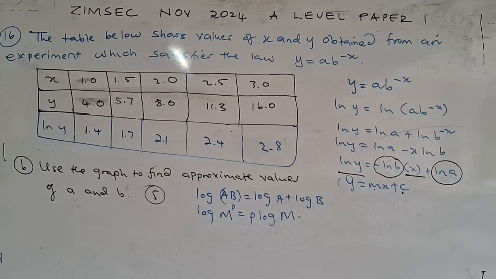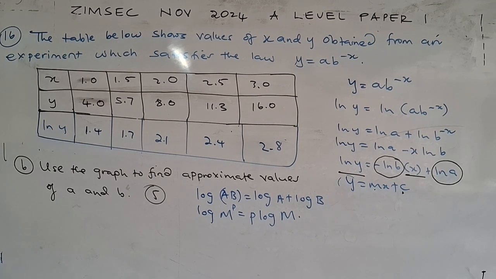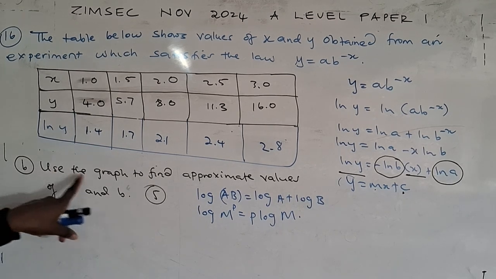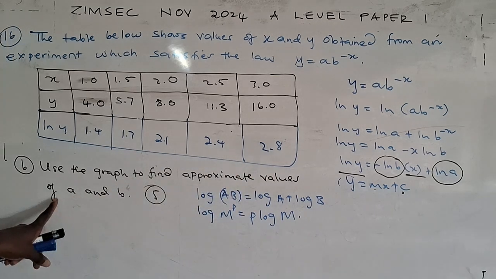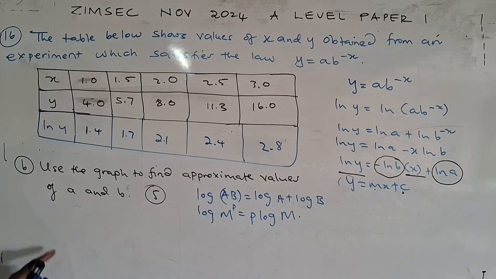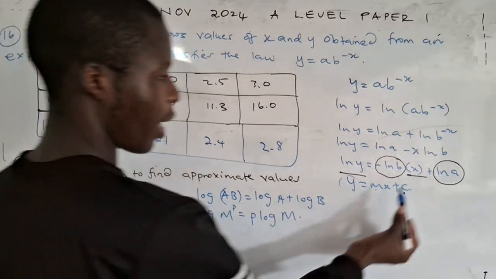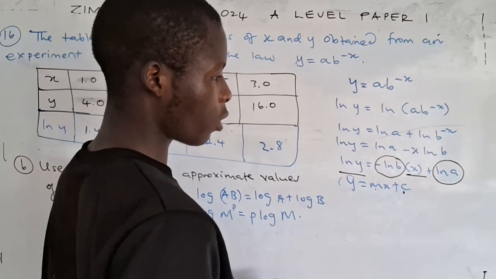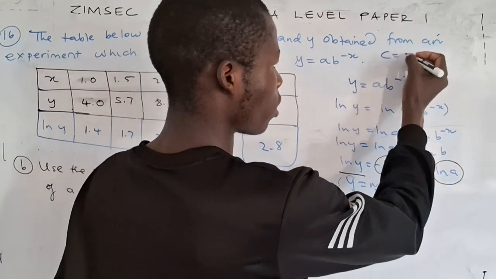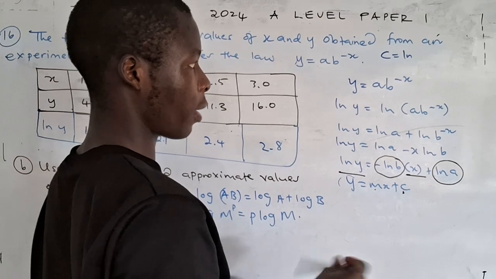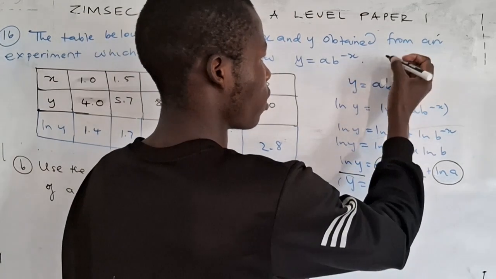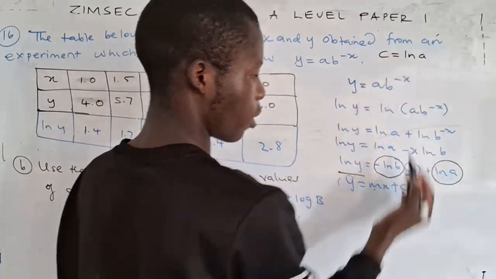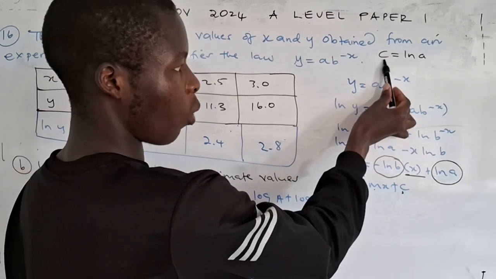So you draw now on the graph. You are supposed to draw the graph. Before I draw the graph, use the graph to find approximate values of A and B. You are supposed to use the graph to find the approximate values of A and B. I said C is equal to ln A. What is C? C is the y-intercept.